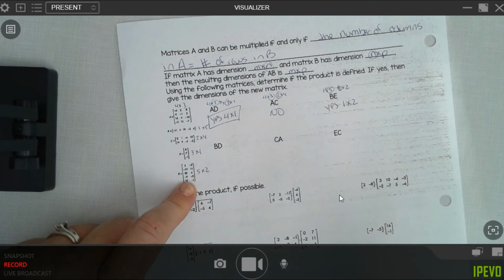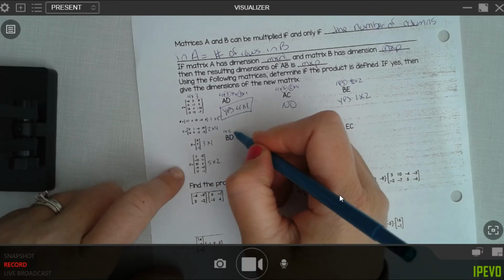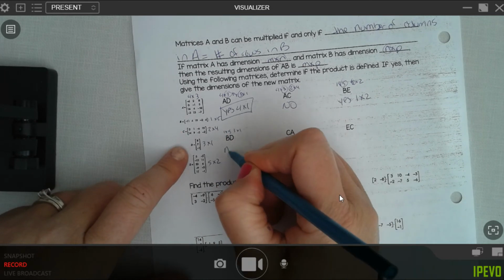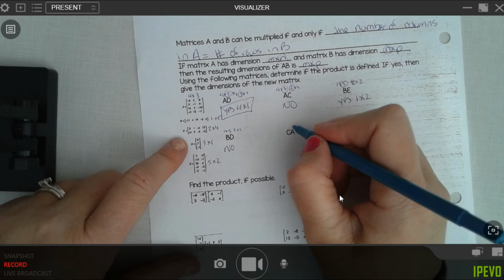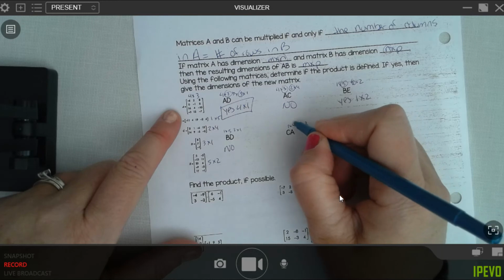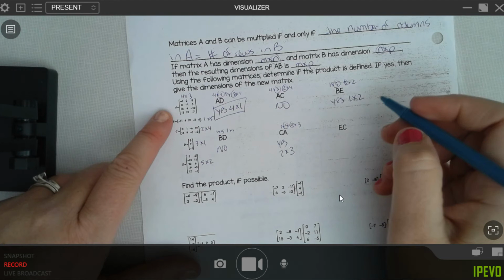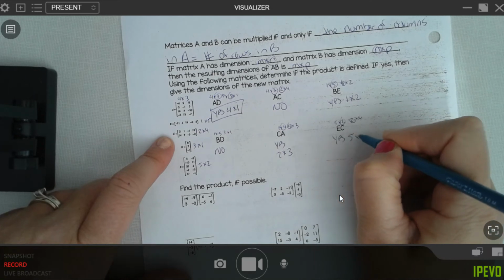So hopefully you're catching on now. So this is a 1 by 5, and then this is a 3 by 1, so nope. 2 by 4 times 4 by 3. Those match, so yes. 2 by 3, and then E, 5 by 2, and then 2 by 4. So those match, so we say yes, 5 by 4.